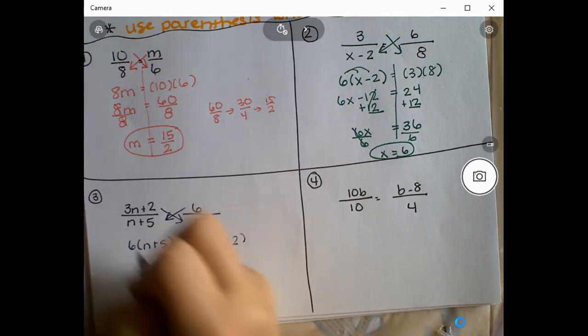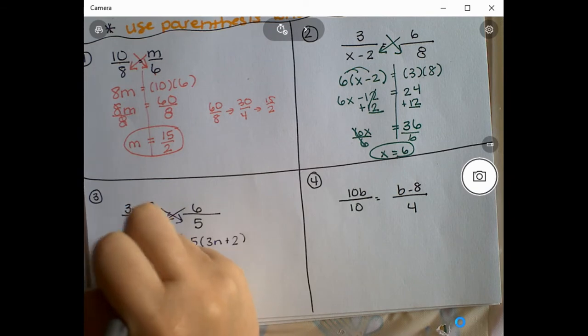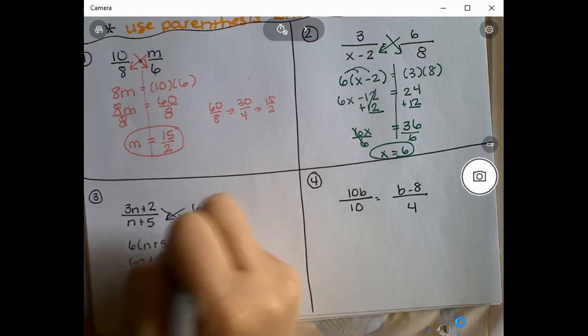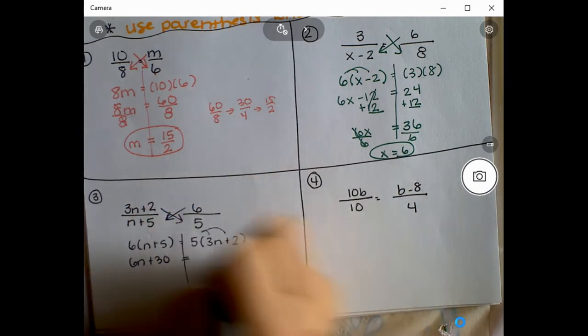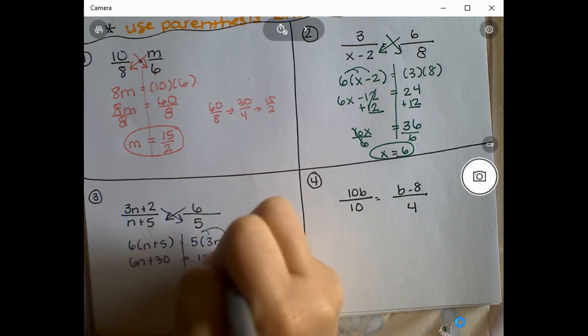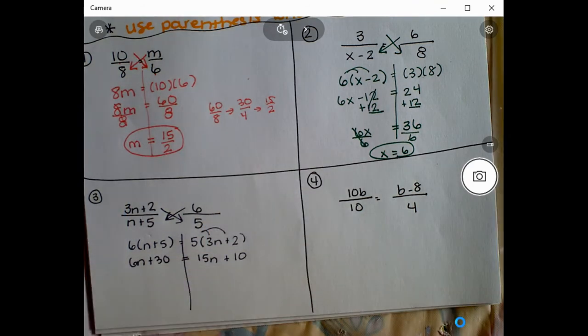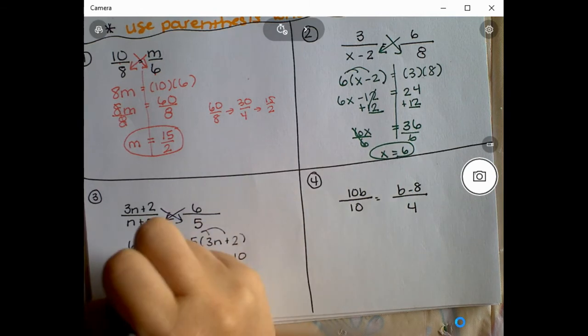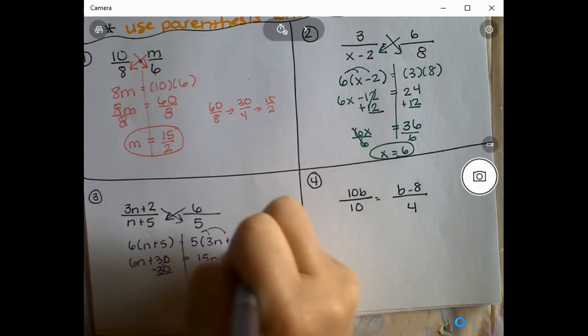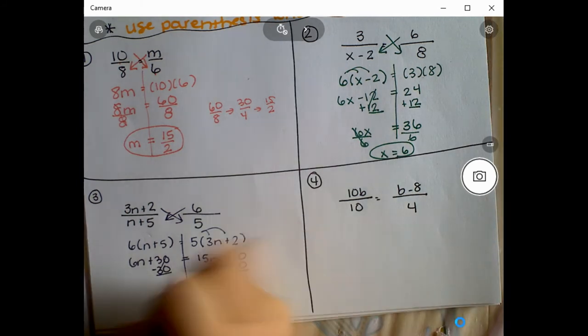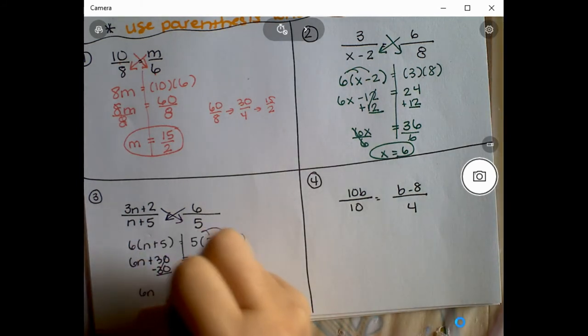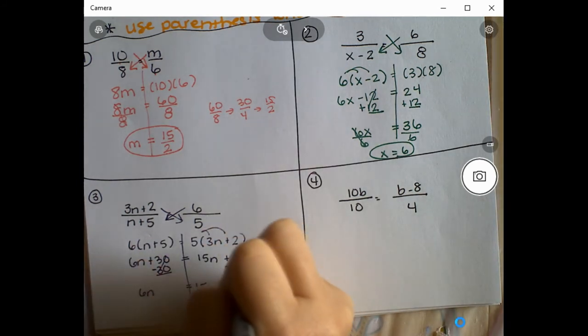Can I distribute? Yes. 6n plus 30 equals, can I distribute? Yes. 15n plus 10. Now you have 4 choices, so in our instructions for solving equations, we say add or subtract something. It doesn't matter which one, so let's say this was my inclination, was to subtract 30. So 6n equals 15n minus 20.